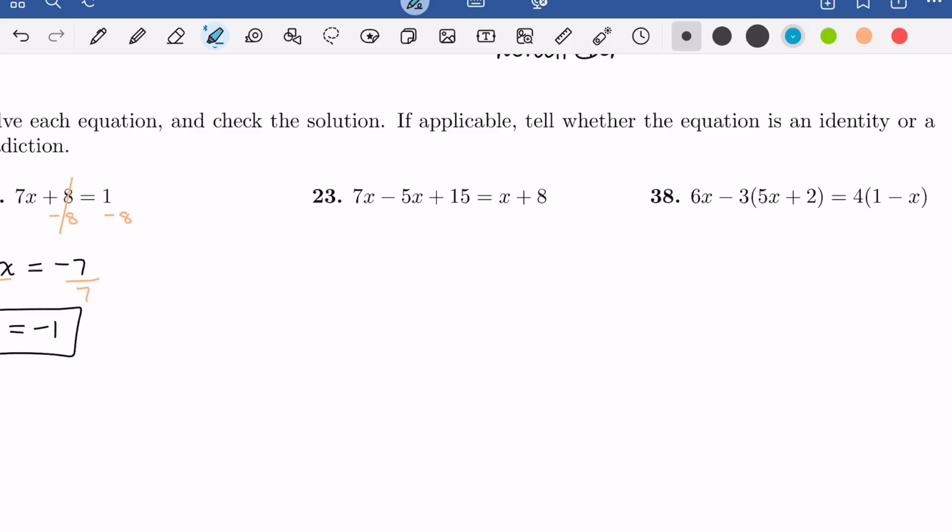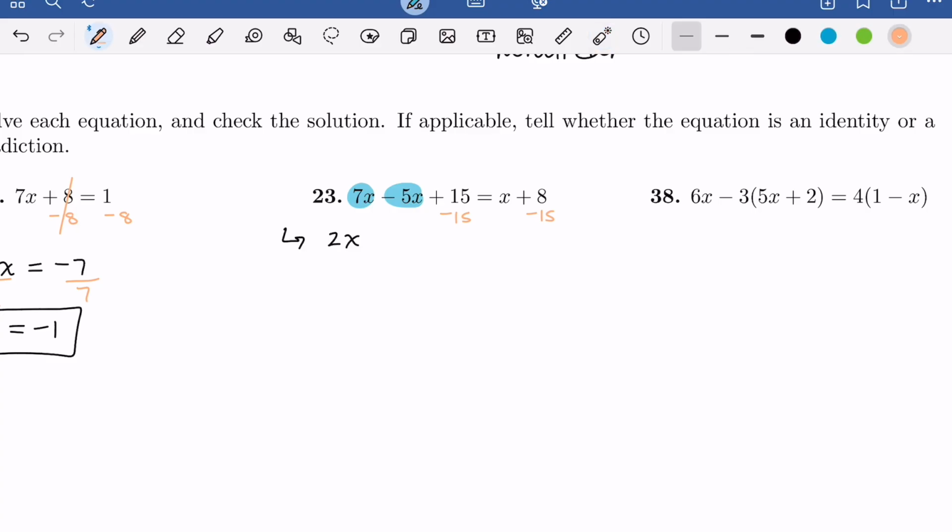Now notice we have a 7x here and a minus 5x. So we can combine like terms. Since we have 7 x's and we're taking away 5 of them, we're just going to be left with 2 x's. Now, in the same step, I'm also going to subtract 15 on both sides of our equation here because we want to bring all of our variables to one side of our equation and all of our constants to the other so that we can easily isolate our variable x.